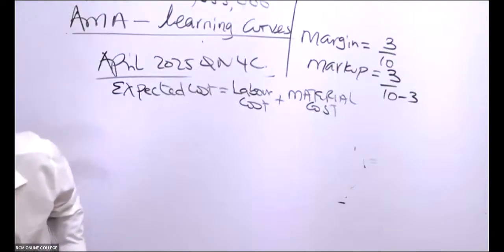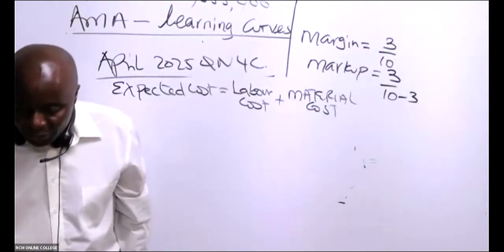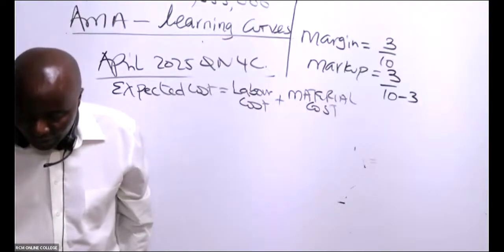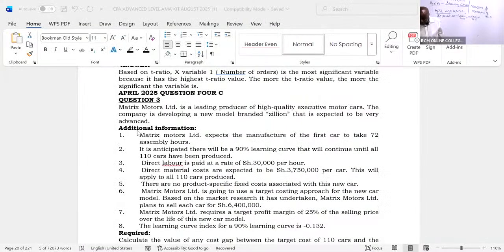Let's read and see what we are expecting in terms of our cost to be incurred. So they're telling us here, you can see under additional information, right? Look at note number 3. We have direct labor that we need. And these guys are being paid how much per hour? So I know there is that cost called labor cost. And also look at note 4. We have direct materials, which are expected to cost us how much? 3.75, isn't it? Yeah, per car. And then, of course, we don't have any fixed cost.